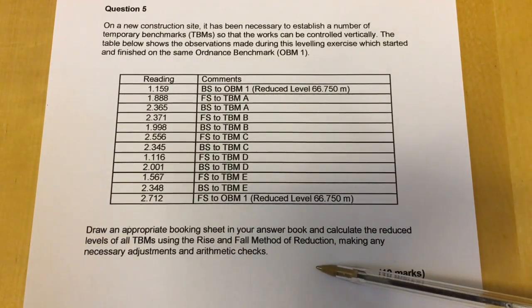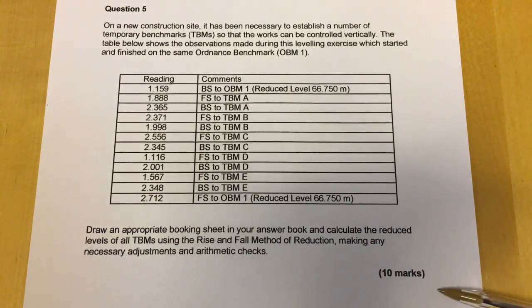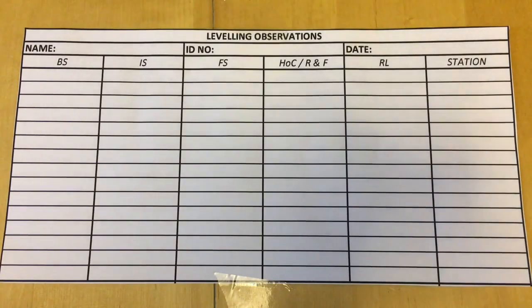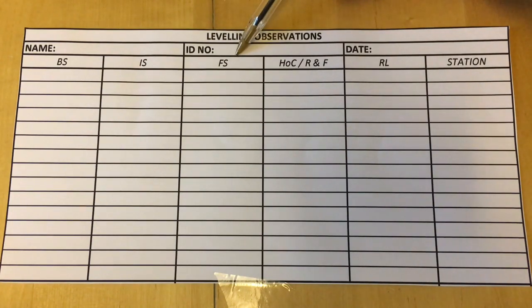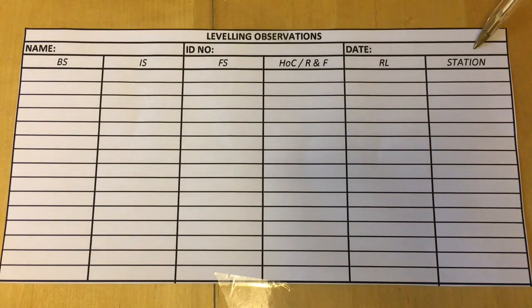You are required to draw up a levelling booking sheet and work out the reduced levels using the rise and fall method and show any corrections that are deemed necessary. You can see we have a typical levelling booking sheet. It comprises a back site column, an intermediate site column, which we won't be needing today, a foresight column, and also a column for either height of collimation or rise and fall calculations. The last two columns are for the reduced levels and also the stations that have been measured.